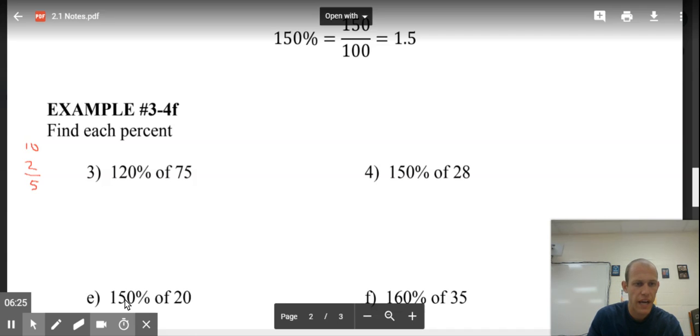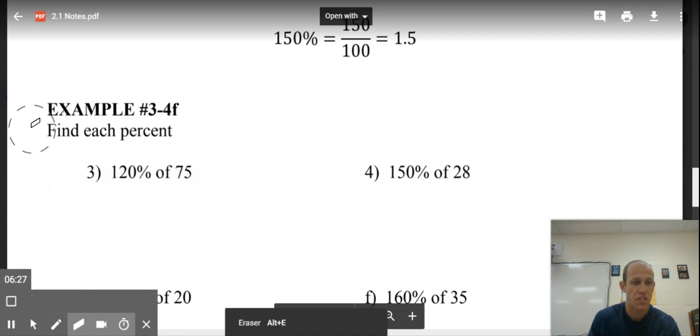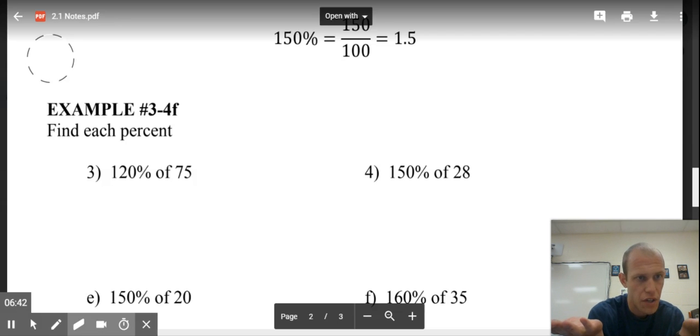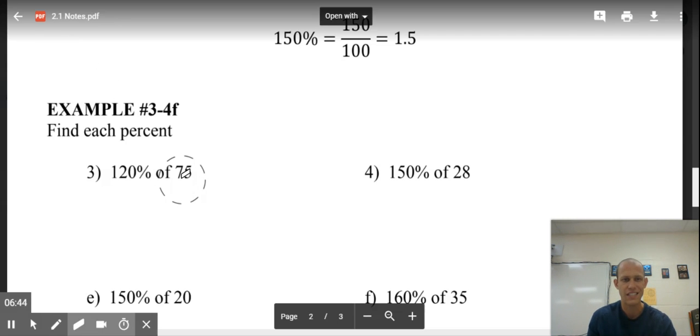Sometimes you may have a percent that is actually greater than 100%. So what that means is you have a bucket, it's completely full of water, and then it overflowed. How much did it overflow? Or how much water do you have compared to the original? So let's say this is 75 gallons of water, but you have 120% of that. So you filled a bucket all the way full.